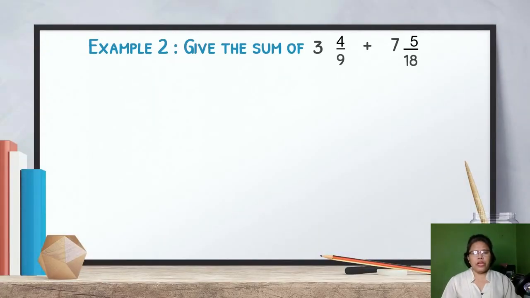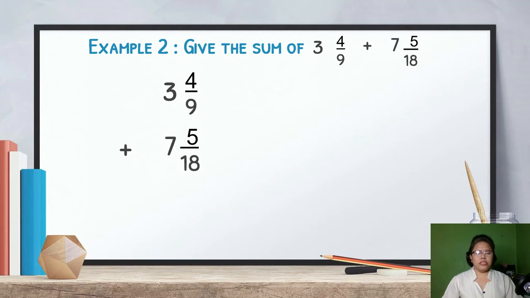Okay, example 2. Give the sum of 3 and 4/9 plus 7 and 5/18. So, arrange it vertically. So, you have there 3 and 4/9, and then plus 7 and 5/18. Supposed to be, i-add na natin yung whole number, di ba? Kaya lang, since it's dissimilar, baguhin muna natin. So, the denominators here are 9 and 18. So, let's start with 18. Check natin. Kung ang 18 ba, pwede na ba sa 9? Pwede, di ba? Kasi, dalawang 9 is 18. So, ang denominator natin dito would be 18.